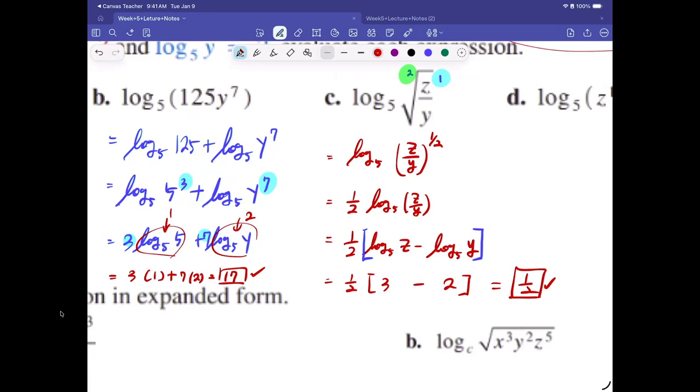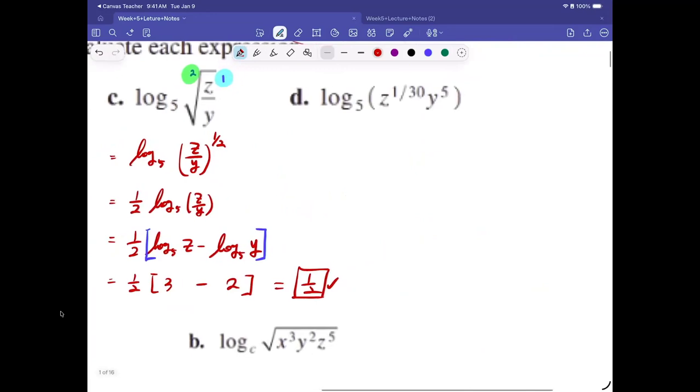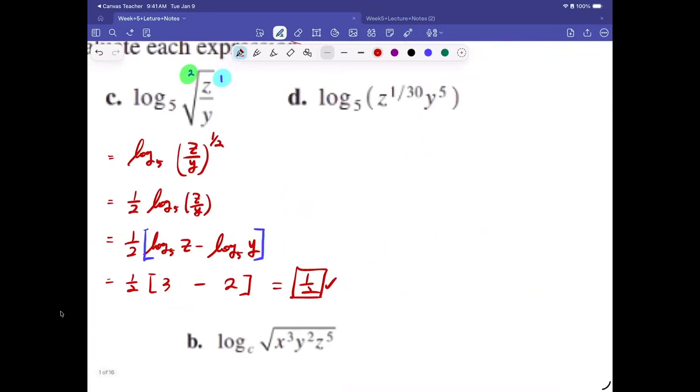Okay. Easy. What about letter D? Same thing. Log base 5, z raised to 1/30 plus y to the 5th.